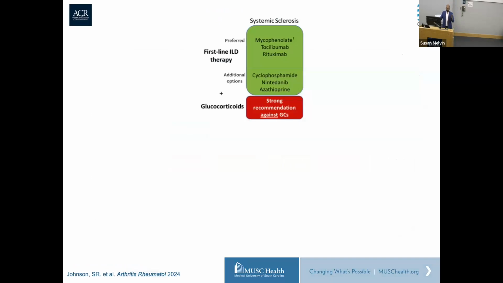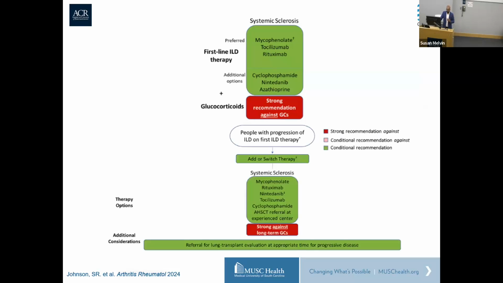Again, this brings us back to contrasting it with the CHEST guidelines, which also have similar recommendations. However, they group mycophenolate, tocilizumab, and rituximab all within the preferred first-line therapy, as compared to the ATS, which preferred mostly mycophenolate. And these guidelines also give us a rubric of escalation of treatment depending on progression as well.